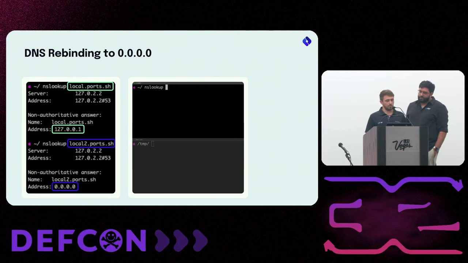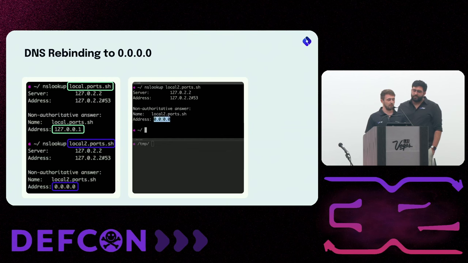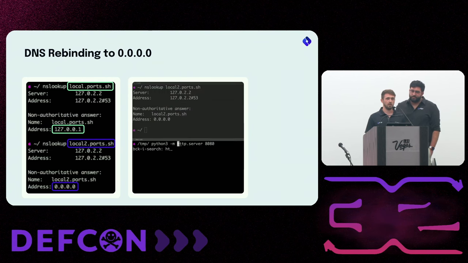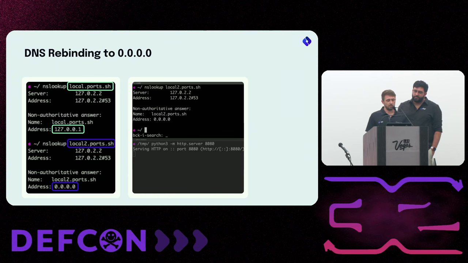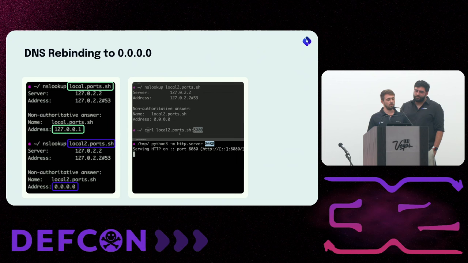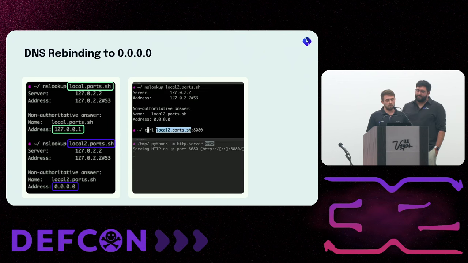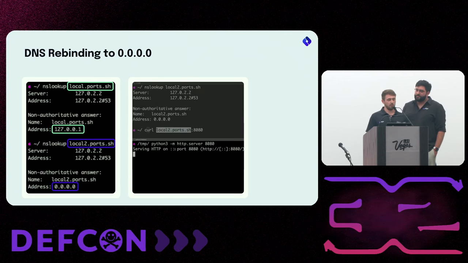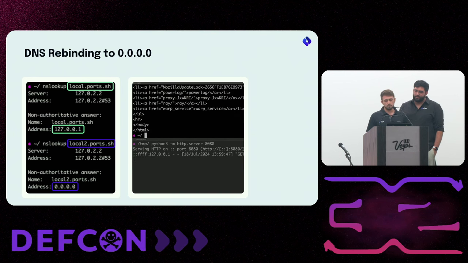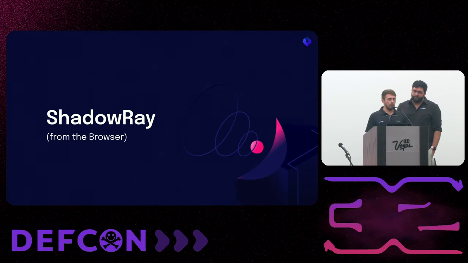And here's the DNS rebinding notion. So you have a subdomain that is being mapped to 0.0.0.0. We've seen a lot of attacks in history that use 127.0.0.1, but it is possible once again using 0.0.0.0.